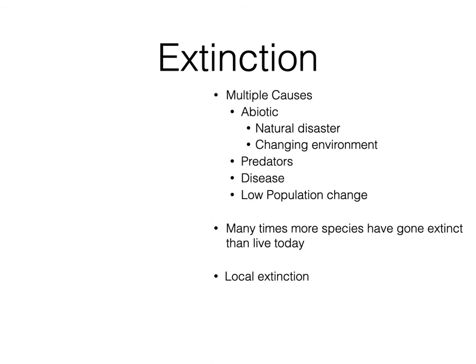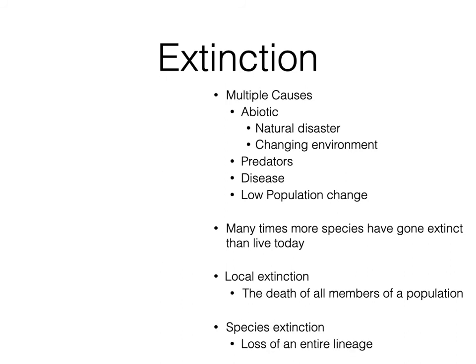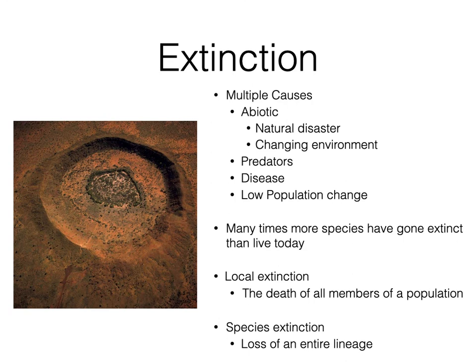But important terms to remember are local extinction. So we can talk about the disappearance of particular members of a population in a certain area, and that differs from a species extinction, which is the loss of an entire lineage from the face of the earth. And so we can think about local extinction.